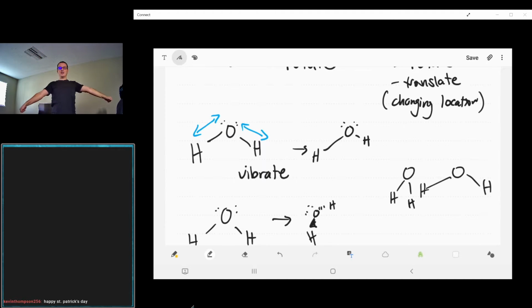I can twist around. That's rotation, right? Let's see. What else can I do? I can move my bonds this way as well, as well as that way. So I have all my exercises here that I can do, and so there's all these different vibrational modes that your molecules can do.